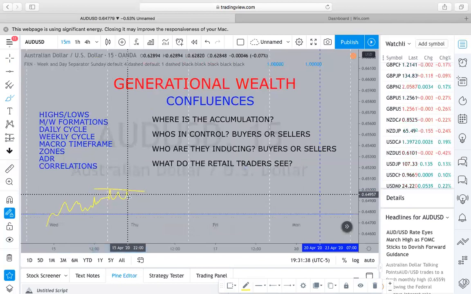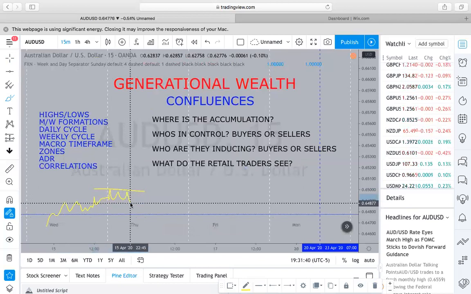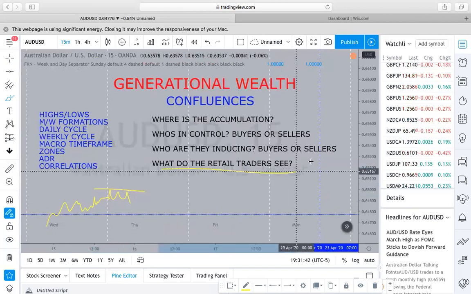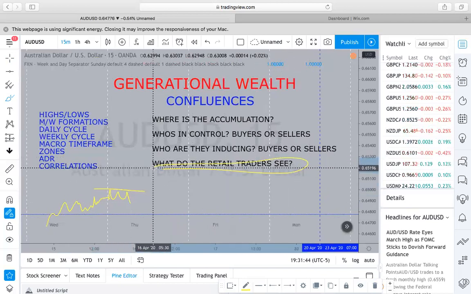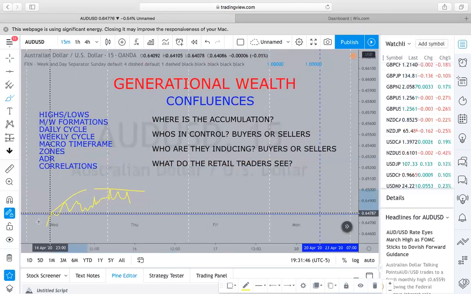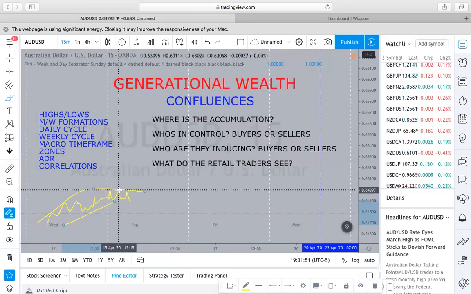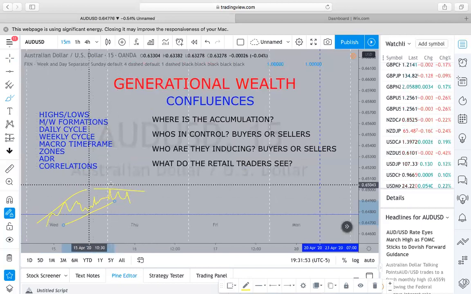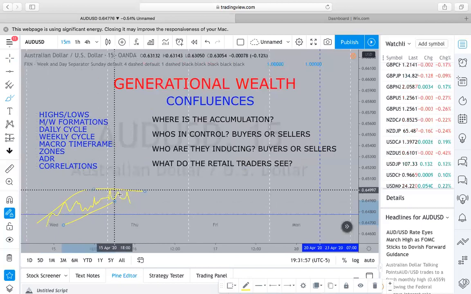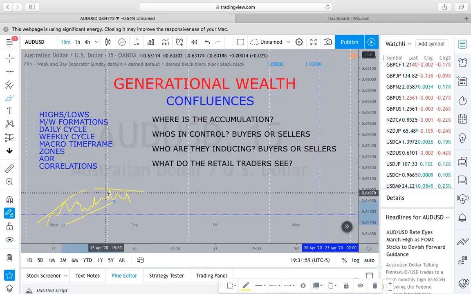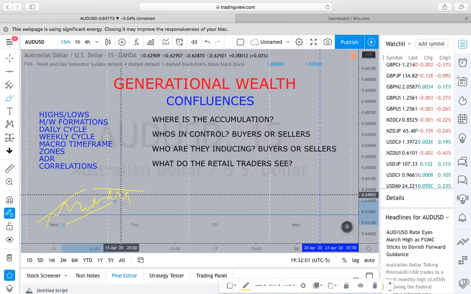So what tends to happen? What do the retail traders see? That's the next question we need to ask. The retail traders see this trend line right here, but what we know is, say this is our Wednesday or Thursday in our weekly cycle structure. Of course, they see this trend line, but we know what day it is.